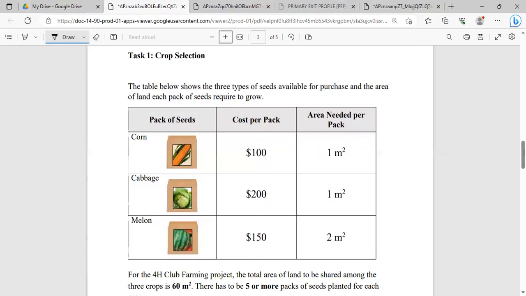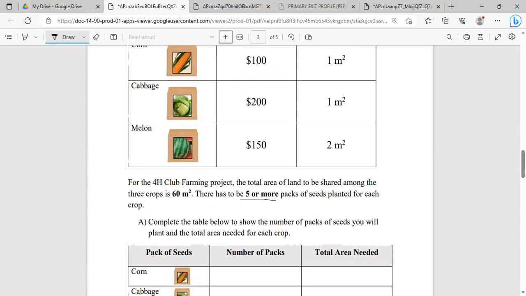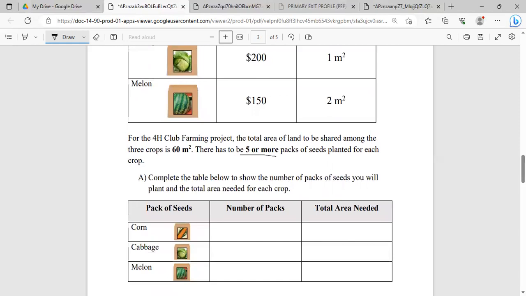So it says for the 4-H club farming project, the area of land to be shared among the crops is 60 meters square. And they also said there are to be 5 or more packs of seed planted for each. So you cannot plant less than 5 for each. 5 is the minimum you can use. All right, this one says complete the table to show the number of packs of seeds you need to plant and the area needed for the crop. Bear in mind, we cannot go less than 5.